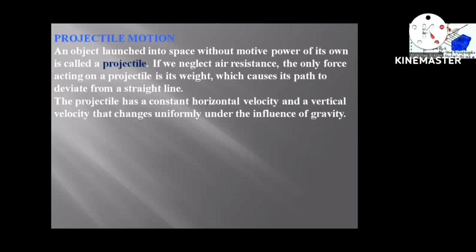Under this, the projectile has a constant horizontal velocity and also a vertical velocity that changes uniformly under the influence of gravity. Look at this: there is a horizontal component of velocity and a vertical component of velocity in this motion of an object. But in projectile motion, the horizontal velocity of an object must be constant, since we must consider the air resistance to be zero.